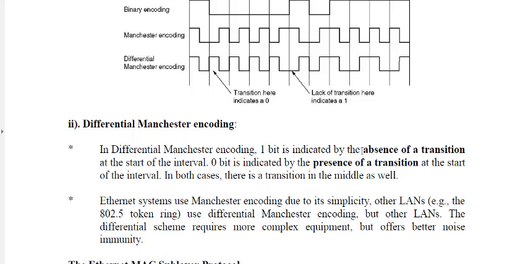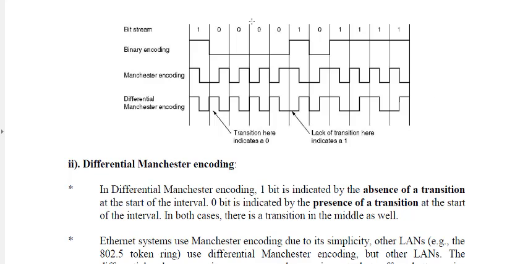That means if there is no transition, that is taken as 1, at the start of the interval. If a 0 bit is indicated by the presence of a transition, it means if you have 0, here the transition occurs. If you have 1, nothing happens. It just stays as it is. So no transition, 1. Yes transition, 0. You can see this. In case of 1, it is 1. That's simple.